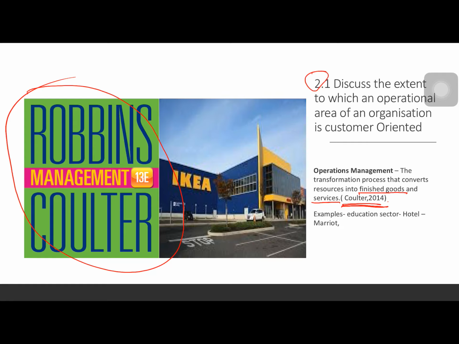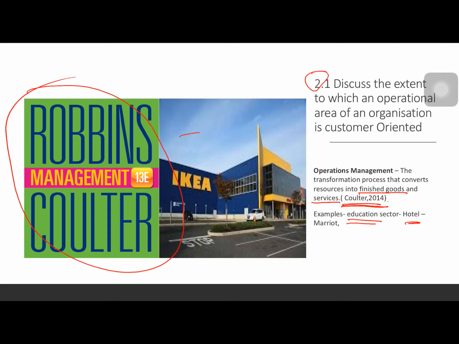I would like you to think of the education sector. For example, now I have been trying to teach you online. I'm taking the knowledge that I have and trying to convert it to a service for my customer. Hotel, what are they doing? How are they providing the services? And in order to provide their services, how do they convert their resources? This particular transformation process is considered as operation management.